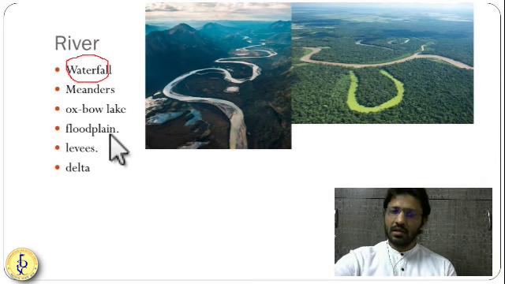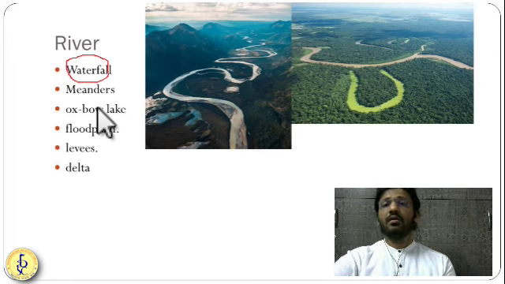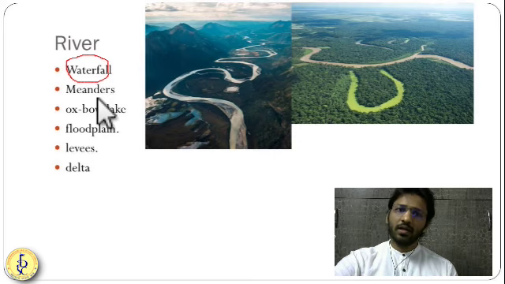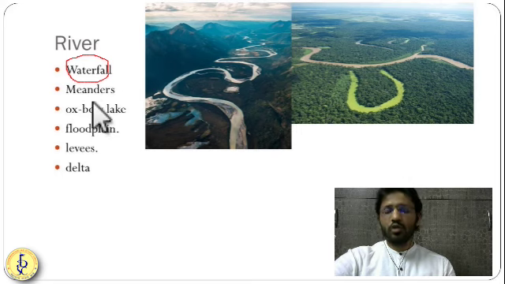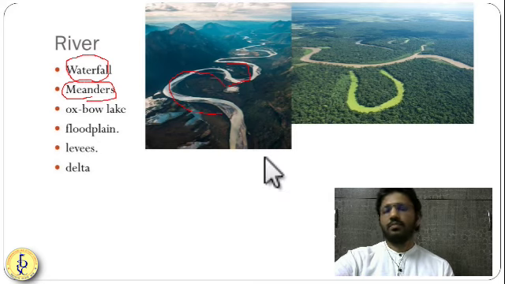When the river reaches the base of the mountain or reaches the plain, its capacity to flow with high speed reduces. Then the river flows at very low speed, and when it flows at very low speed, the water does not flow in a straight line. Getting it? So water flows in a bent manner. So water bends. They are known as meanders.